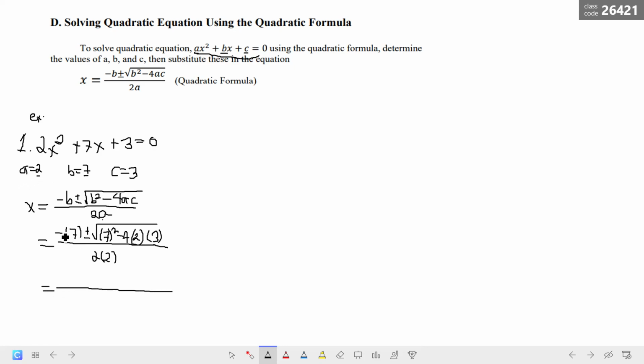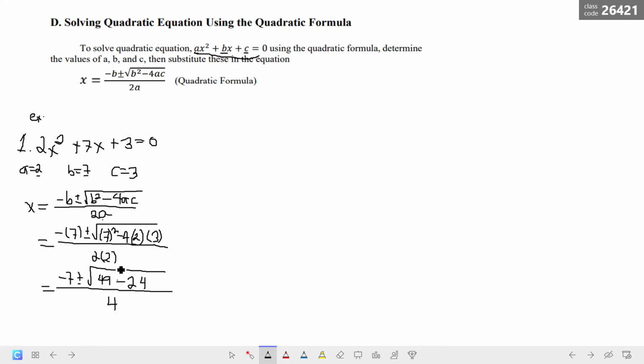Now, let us simplify. So, negative times positive 7 is negative 7. Then plus minus square root of 7 squared. We know that 7 squared is 49, 7 times 7. And then 4 times 2 is 8, times 3, that is 24. Okay. So, negative times positive is negative. So, this is negative. Then 2 times 2, that will be 4.